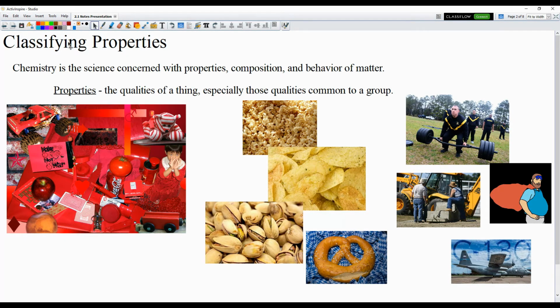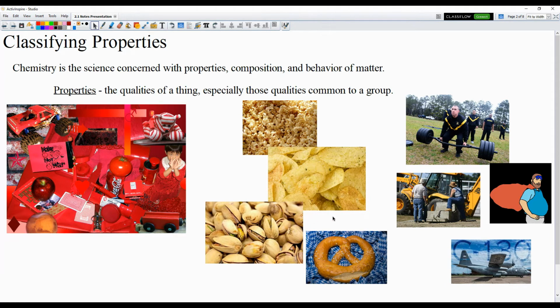Chemistry is a science concerned with properties, the composition of matter, the behavior of matter. And in chemistry, we take these properties, which are the qualities of a thing, especially those that are common to a group, and we separate them out into groups. So say, for example, this first one, these have been classified according to the color red. So all of these things have that in common.